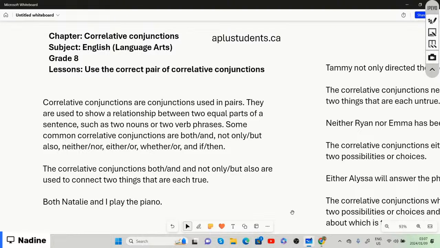All right, so correlative conjunctions, right? Correlative conjunctions are conjunctions used in pairs. They are used to show a relationship between two equal parts of a sentence, such as either two nouns or two verb phrases. Some common correlative conjunctions are both and, not only but also, neither nor, either or, whether or, and if then.